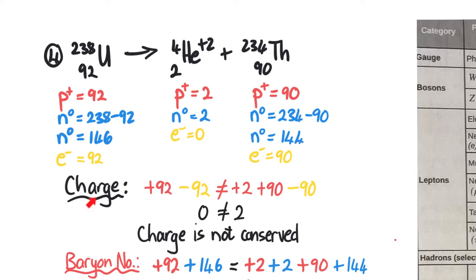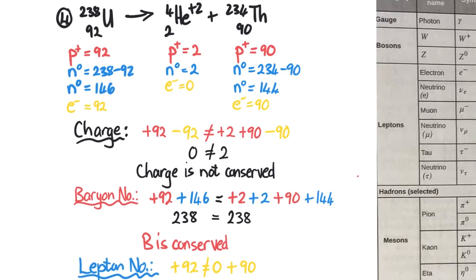So now if we look here, we see that the charge is plus 92, because protons are plus 92, and the electrons are minus 92, that gives us 0. So this is a neutral atom. On the right-hand side we have plus 2, because that's the charge of the nucleus, because this has 0 electrons, plus 90, because it's 90 protons, minus 90, because there are 90 electrons and they are negative. So we get 0 does not equal 2. So here the charge is not conserved. So we can see, well, okay, this is problematic.